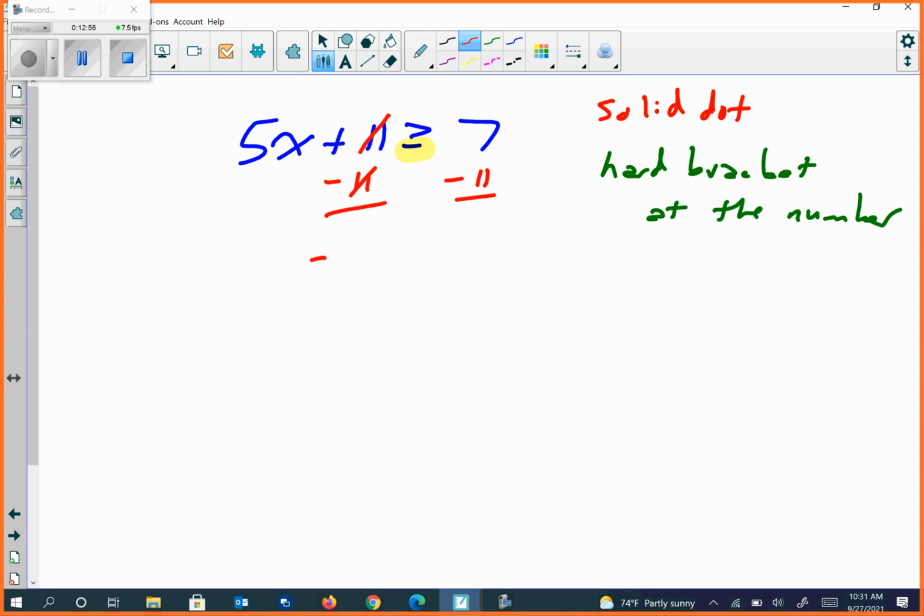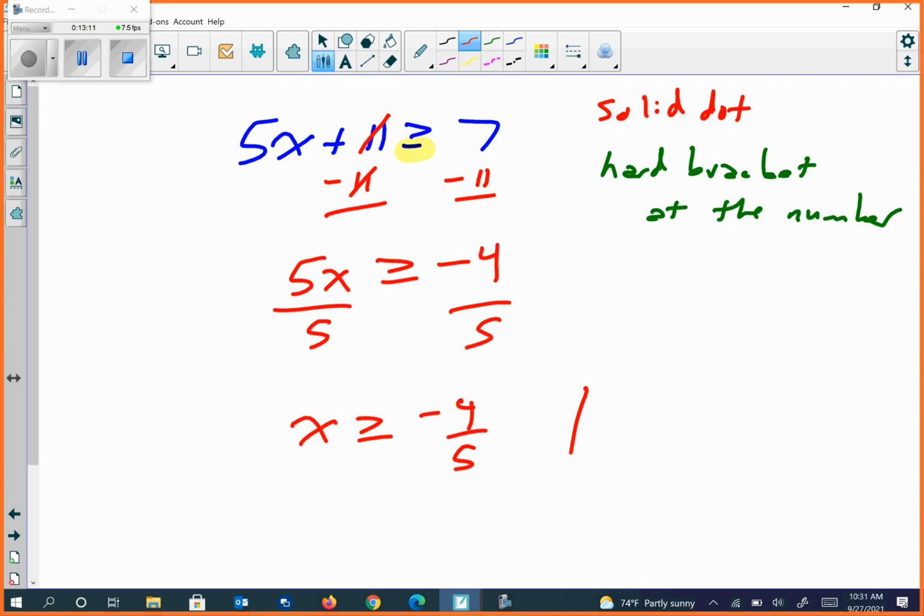those cancel. Sign stays as is. 7 subtract 11, I believe, is negative 4. I think I did that right. And then divide by 5. So I have a hard bracket at negative 4/5. I want values to the right of 4/5, which means it goes to infinity.